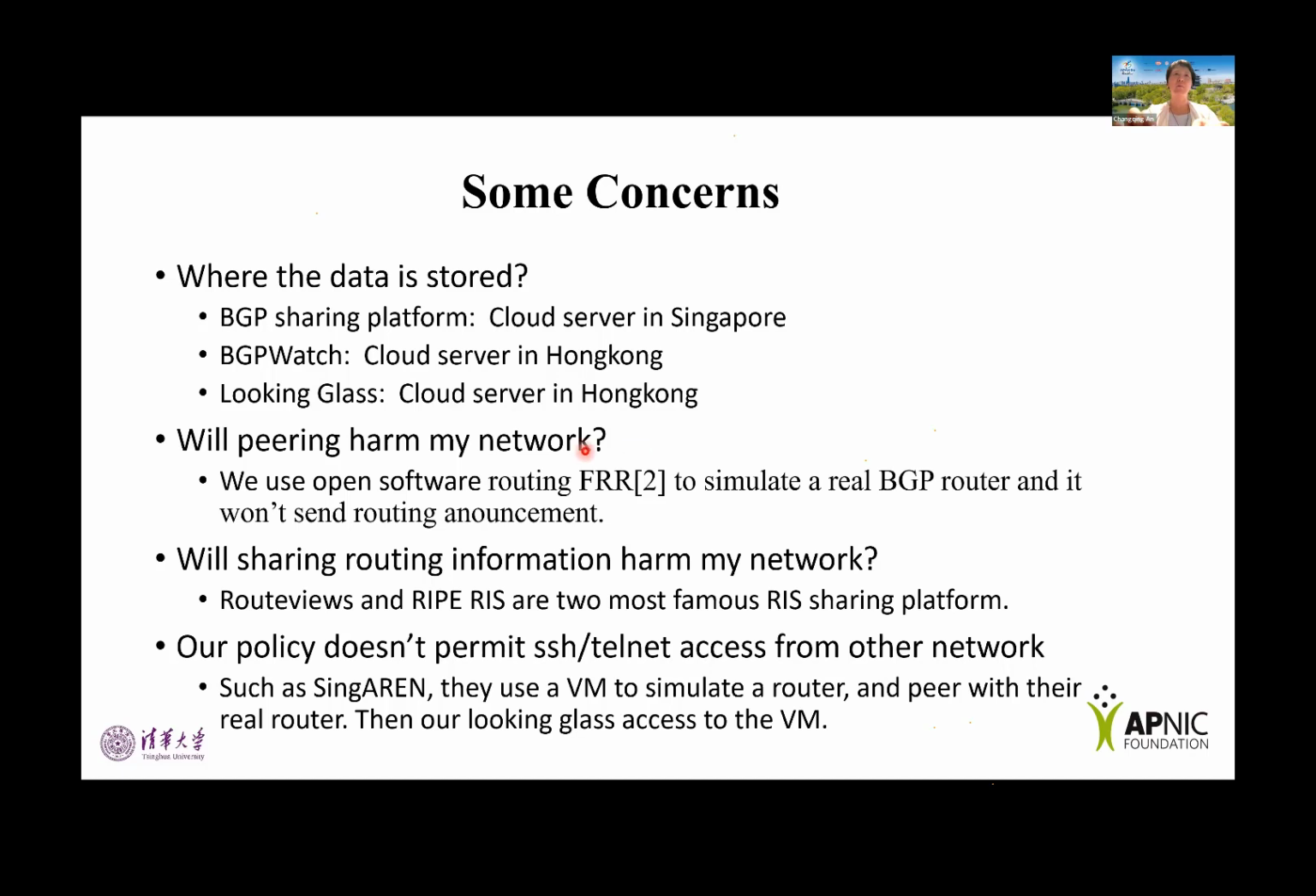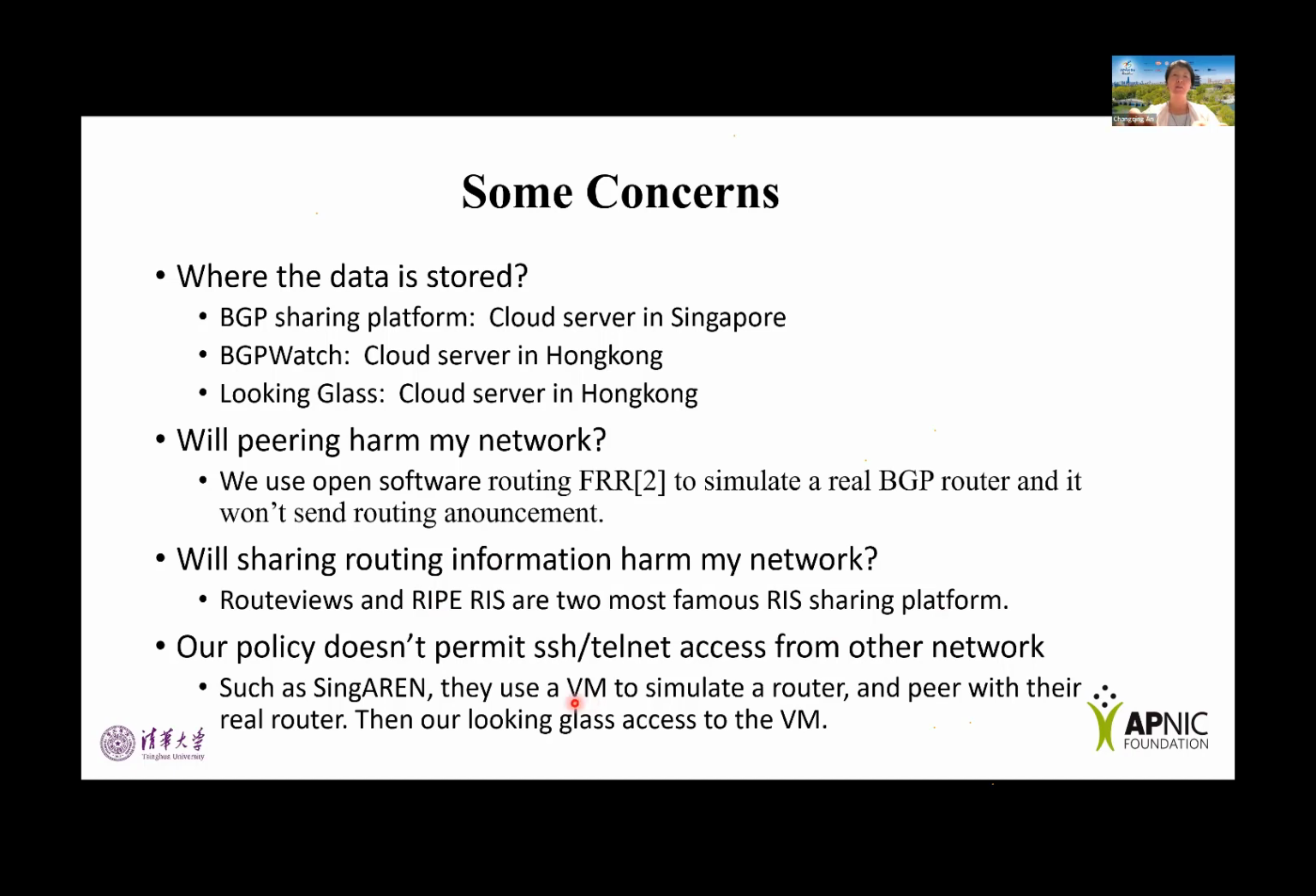The second question is, will peering harm my network? Our answer is no. For the BGP sharing platform we are using open source routing software, so it won't send a routing announcement. The third question is, will sharing route information harm my network? Our answer is that this is a common approach, and RouteViews and RIS are the most famous route sharing platforms.